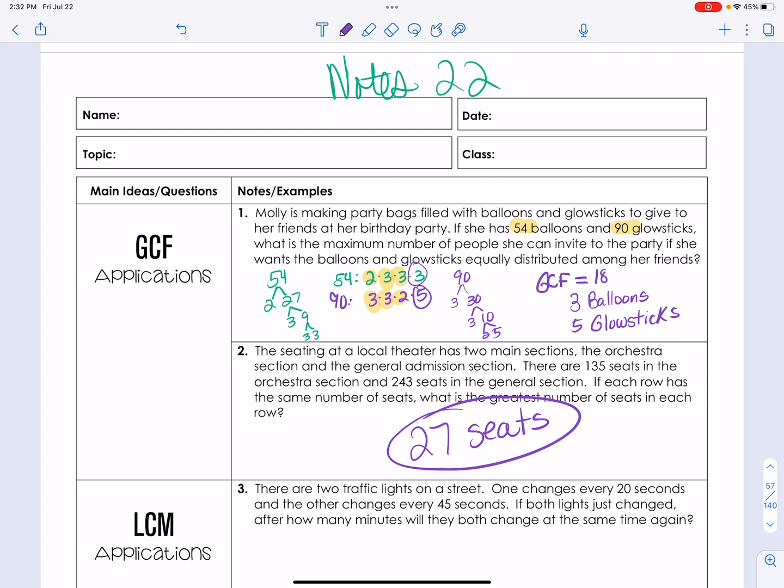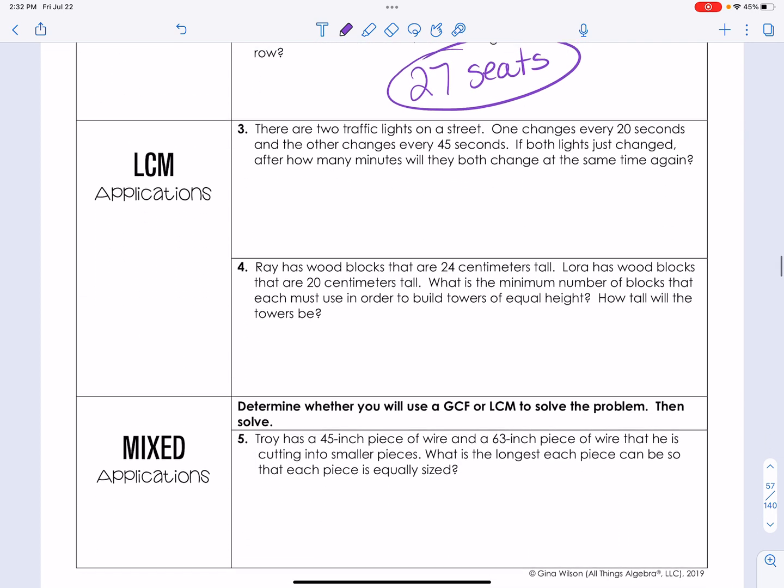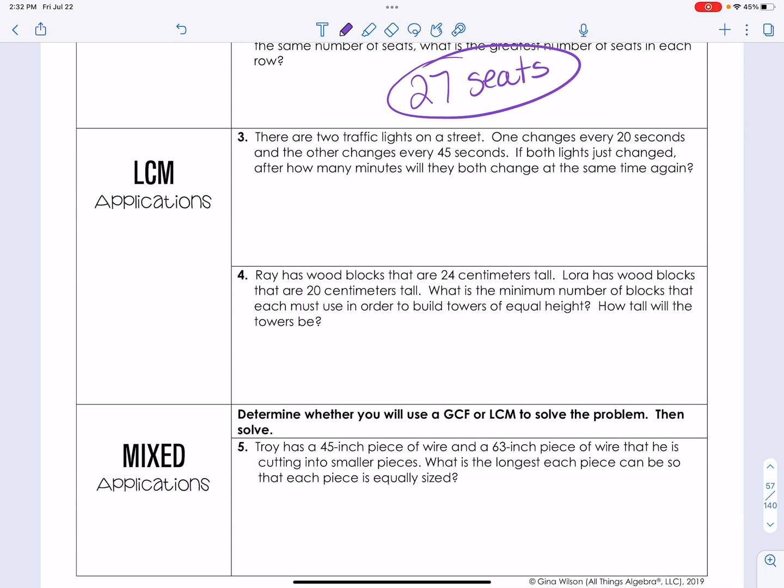All right, so now on the LCM, there are 2 traffic lights on a street. One changes every 20 seconds and the other one changes every 45 seconds. If both lights just changed, how many minutes will it be until they both change again? Okay, so you're looking at seconds. One changes every 20 seconds.